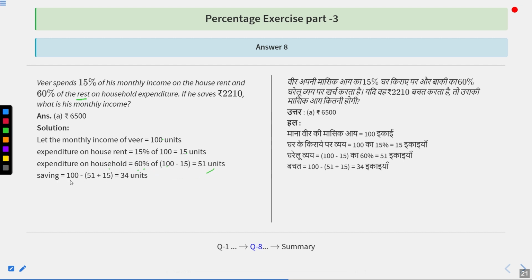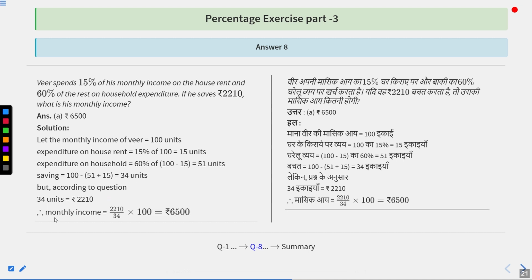So saving is going to be income minus expenditure. Income was 100, expenditure is 51 plus 15, that is 66. So remaining units are 34 units, which are the saving of Veer. But according to the question, saving of Veer was rupees 2210. That means 34 units is going to be 2210 rupees. So monthly income we have to find, it was 100 units. So if the value of 34 units is 2210, then the value of 100 units is going to be 2210 upon 34. That is the value of 1 unit into 100, that is 6,500 rupees. So 6,500, option number A is the right answer.